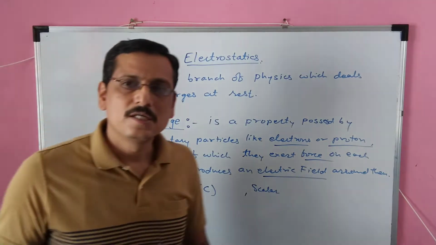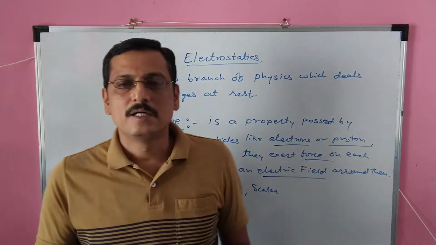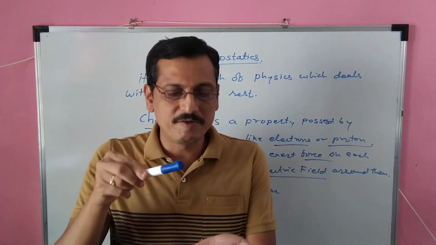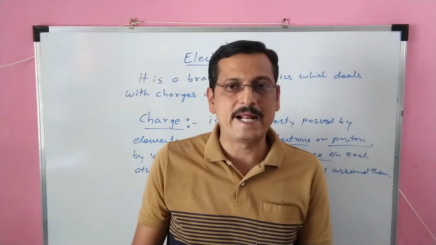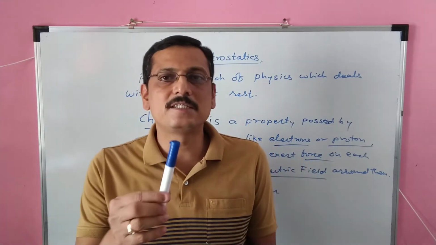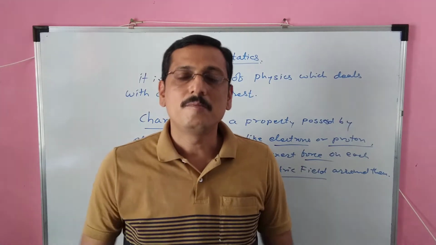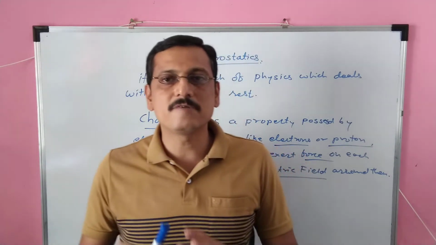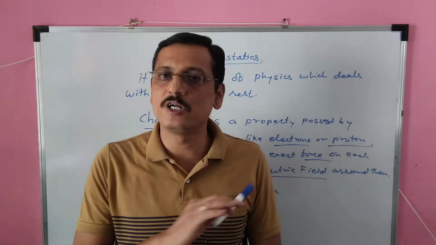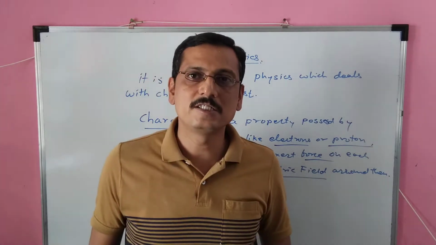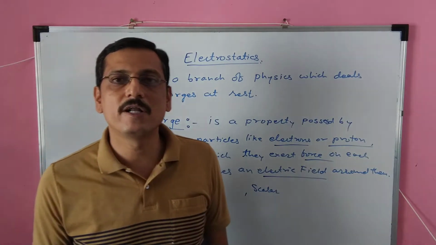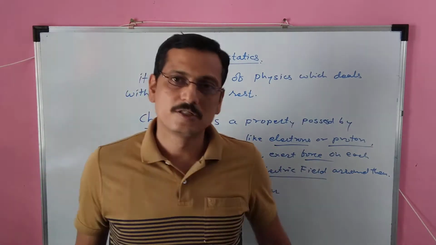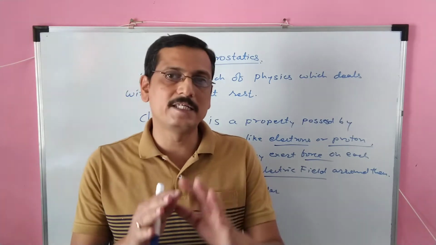Now students, say for example we are combing. After combing, if I bring this comb close to small pieces of paper, it attracts. So I will say the comb is charged. But is there any method to detect whether this body is a charged body or not? There is one device used for that, called the electroscope. So let's talk about the electroscope and its diagram.